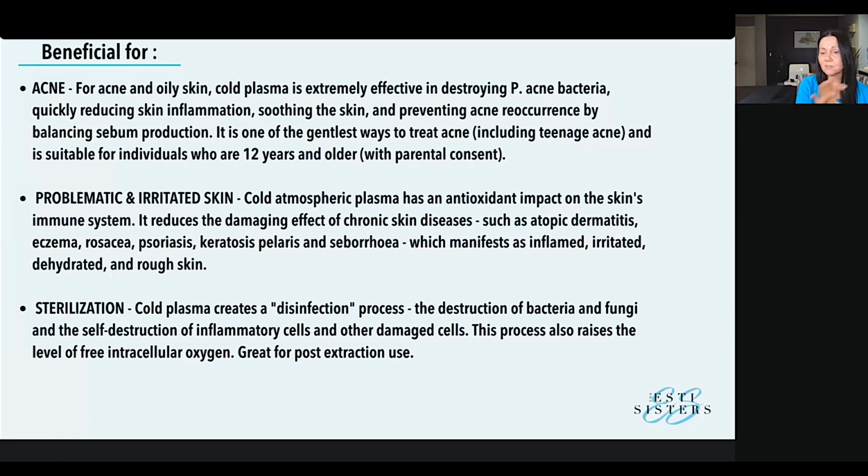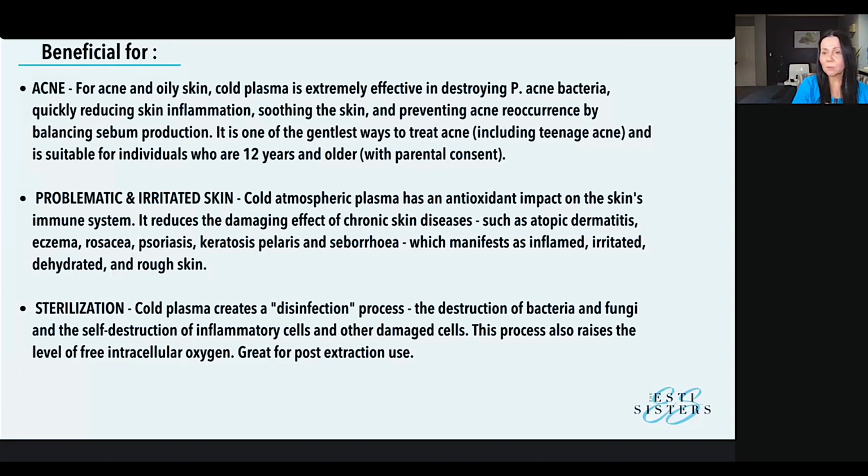So this could be a different way to use it post waxing, or if you're working with clients that have ingrowns. For those of you who do Brazilian waxing, for example, people that are doing vagifacials, things like that, where you've got the little ingrown issues, the DrPlaton would be great for that as well. Problematic and irritated skin, it has an antioxidant benefit to the skin.